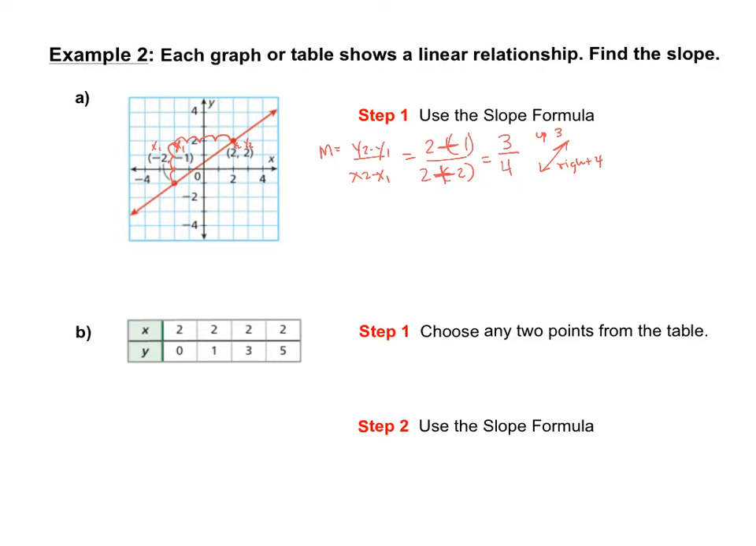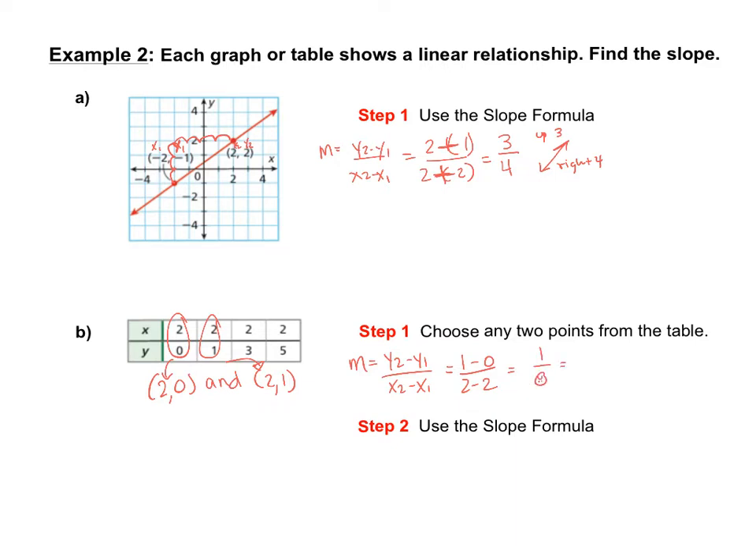Okay, for B, choose any 2 points from the table. So I'm going to choose (2, 0) and (2, 1). So my x, y from this one, my x, y from that one. And I'm going to use the slope formula. So m equals y2 minus y1 over x2 minus x1. 1 minus 0 over 2 minus 2. 1 minus 0 is 1, over 2 minus 2 is 0.